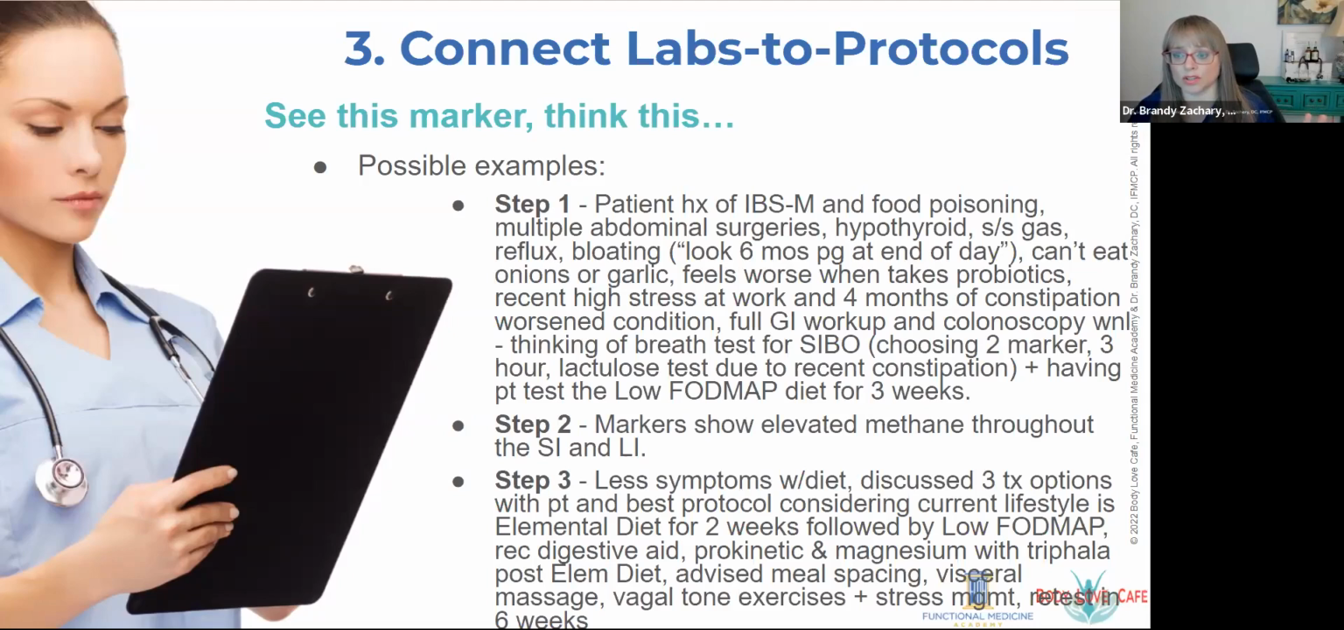They said, nothing's wrong with you, must just be that IBS. Go home and have some fiber. She has some fiber. She blows up like a balloon. You're thinking of a breath test for SIBO.